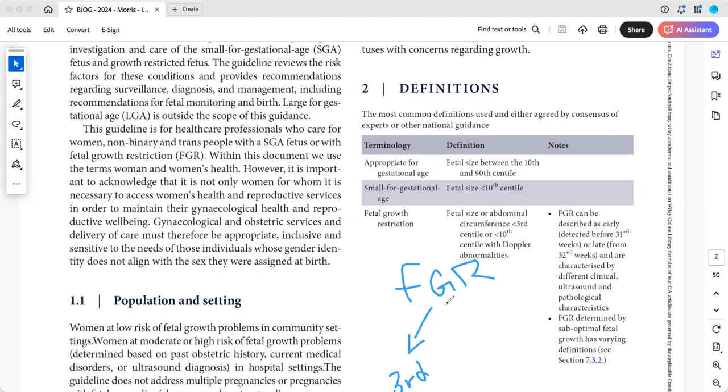Or the baby is less than the 10th centile with abnormal Doppler. So the Doppler is not good for this baby. And if the Doppler is not good, it means the growth and the outcome are not good. The baby is not getting enough blood, simply, right? So I have either this or that, and I will call it FGR. Okay.